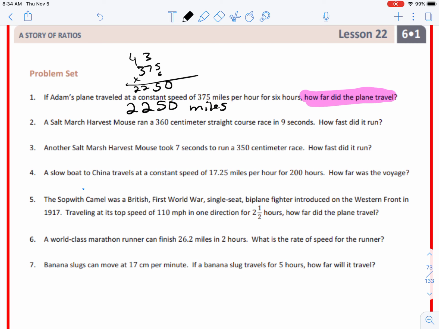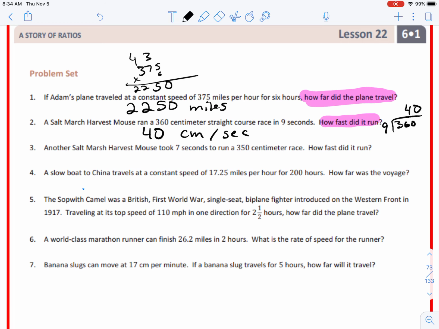Okay. Number 2, a salt marsh harvest mouse ran a 360 centimeter straight course race in 9 seconds. How fast did it run it? Now it's not asking for distance, it's asking for rate, so we have to divide. We know that when we're looking for distance, we multiply, and when we're looking for rate, we have to divide. So I'm going to divide 360 centimeters by 9 seconds. 9 doesn't go into 3, but it goes into 36 4 times, and all we have left is the 0 left over. So this mouse ran 40 centimeters per second.